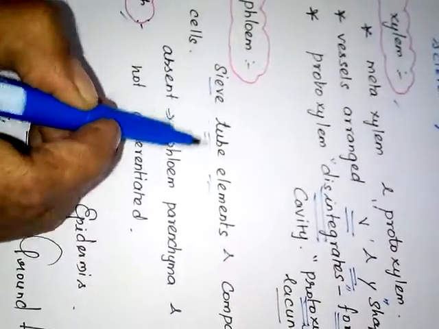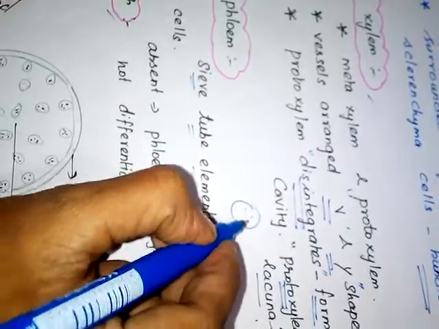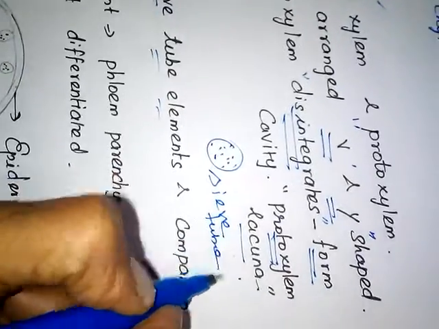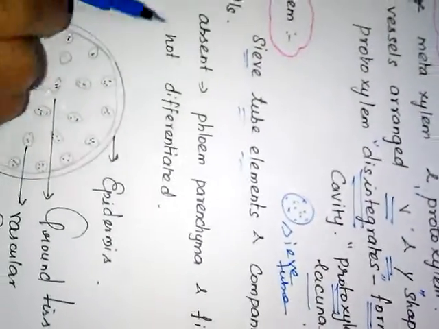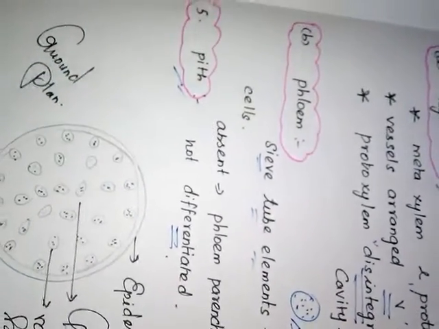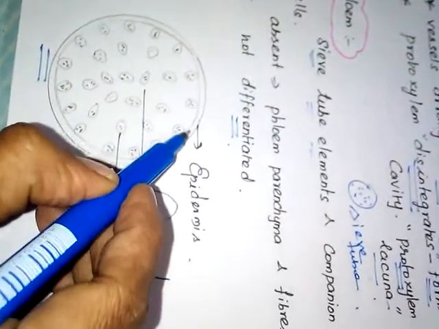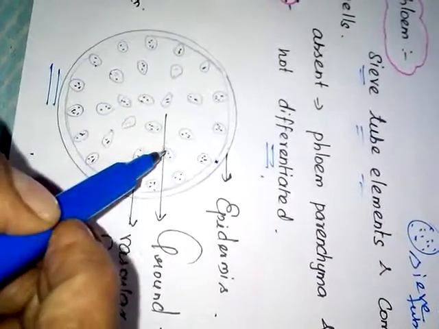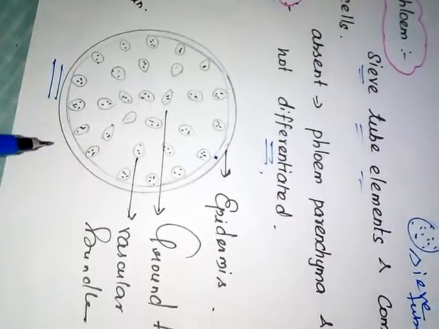Then phloem. Phloem has sieve tube cells and companion cells. Phloem parenchyma and phloem fibers are absent. It is not differentiated into cells. For example, see the picture. The outermost layer is the epidermis, and the scattered cells are also called ground tissue. Then vascular bundle is also present. That's all.